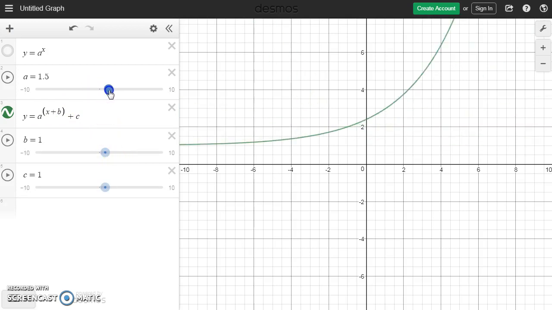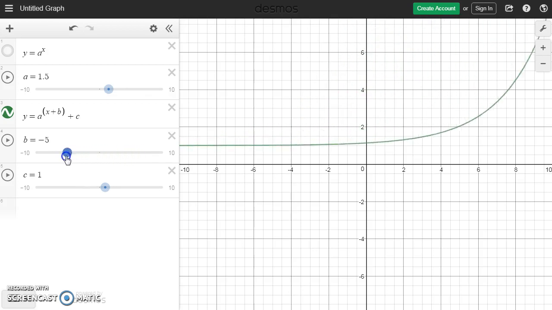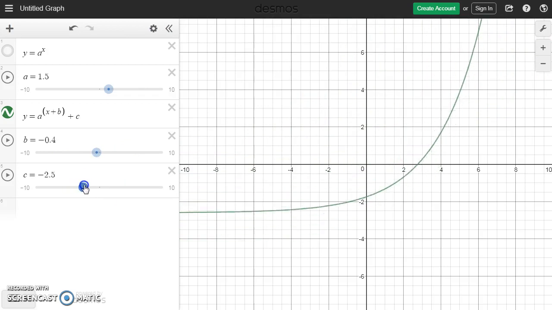So I'll go ahead and change a so that we have an increasing exponential function. Hopefully students have already mastered that concept before you move on. And then we can start to see how our graph changes as our value for b changes. So as it changes what we're adding or subtracting to our original exponent, and then what we're adding or subtracting to the original function. We can see that as we change our value for b, we get a horizontal shift in our curve. As we change our value for c, we get a vertical shift in our curve.